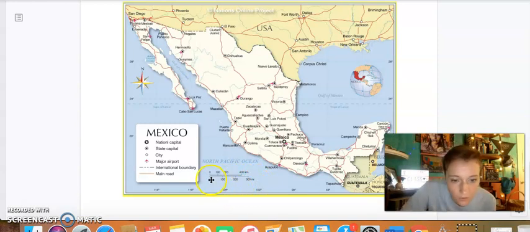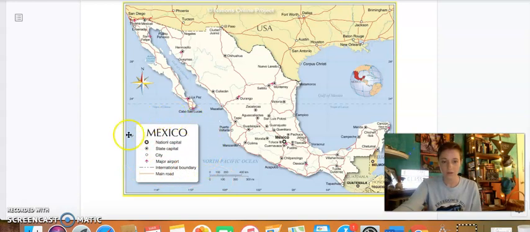All right, so it doesn't directly say if it's an inch or so, but if you took out a ruler and you measured it, it would probably be about an inch represents 100 miles, or an inch represents about 150 kilometers. All right, and then the legend.